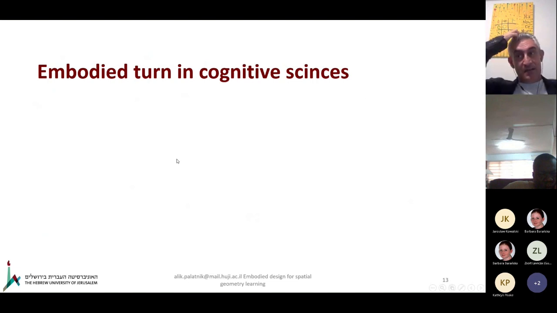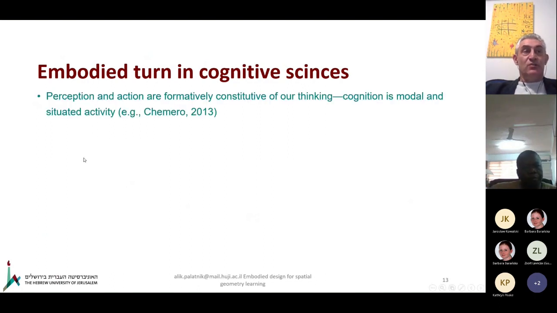Okay, so my theoretical perspective is a perspective of embodiment. The term embodied in cognitive sciences is a statement and claim that perception and action are formatively constitutive of our thinking; cognition is modal and situated activity. For instance, Cameron is talking about this.